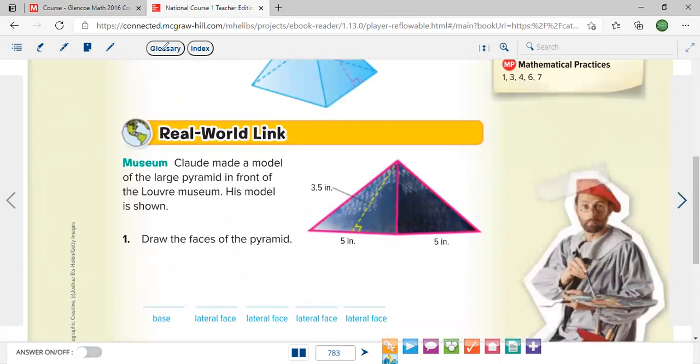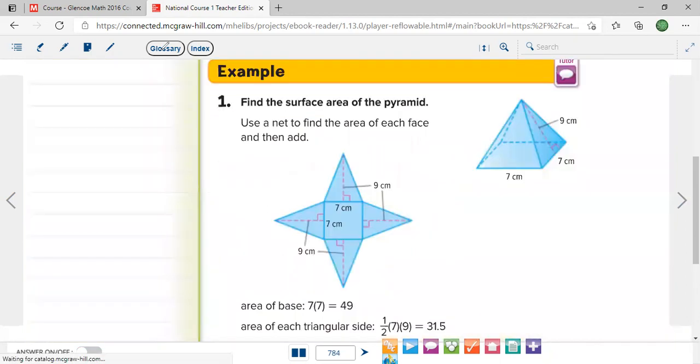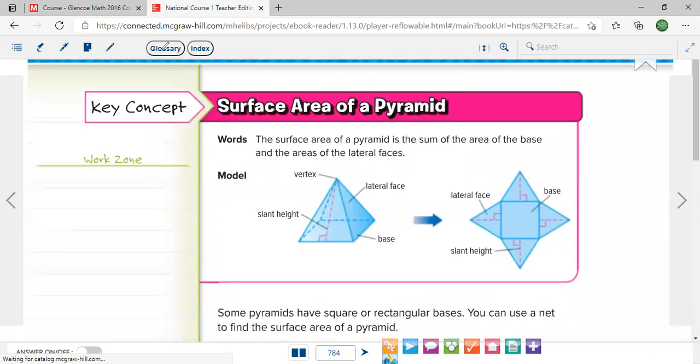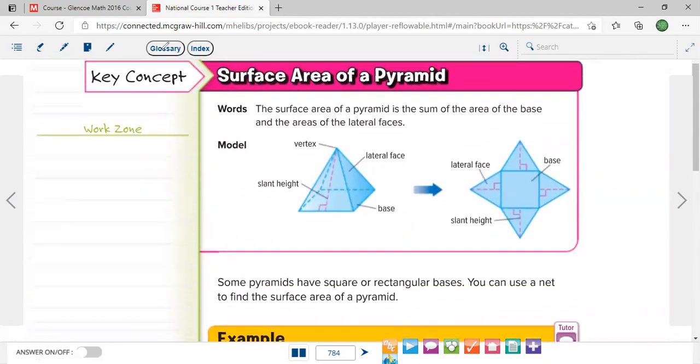Moving on. So, surface area of a pyramid. Can we find the surface area of a pyramid? For sure. If you find the base and the lateral faces and you add them all together, you will have the surface area of the pyramid. The surface area of a pyramid is the sum of the areas of the base and the areas of the lateral faces. Base plus lateral faces, this is the surface area of the pyramid.